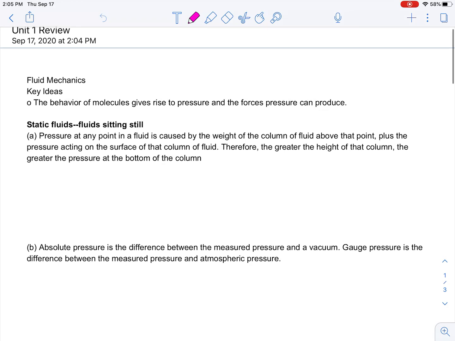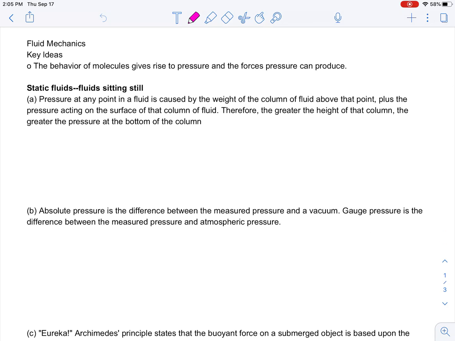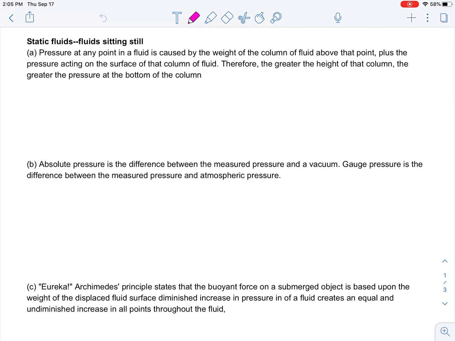Here's our Unit 1 review for AP Physics 2 Fluid Mechanics. First key idea, the behavior of molecules gives rise to pressure and the forces that pressure can produce.